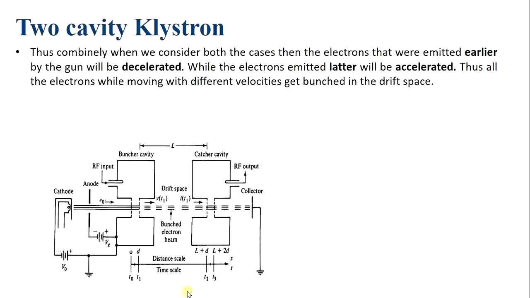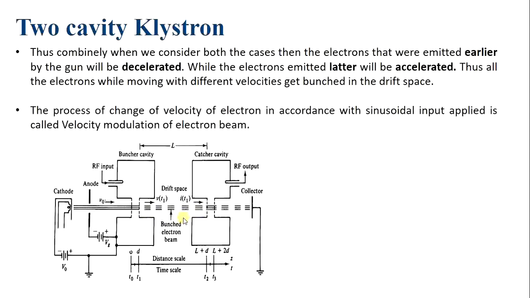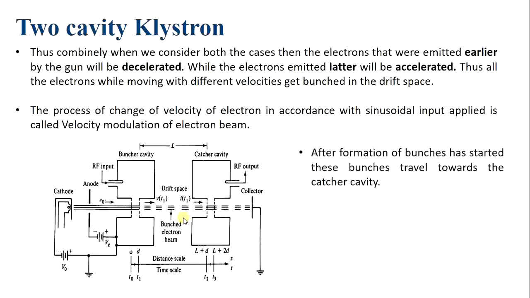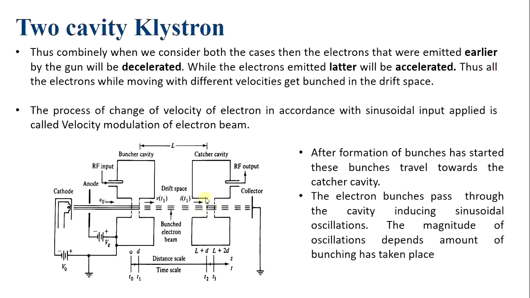Thus, all the electrons, while moving with different velocities, get bunched in the drift space, as you can see over here. The bunches of electrons have formed in this drift space. So the process of change of velocity of the electrons in accordance with the sinusoidal input applied is nothing but the velocity modulation of the electron beam. After formation of bunches has started, these bunches travel towards the catcher cavity. The electron bunches pass through this cavity, inducing sinusoidal oscillations, and the magnitude of this oscillation depends on the amount of bunching that has taken place.